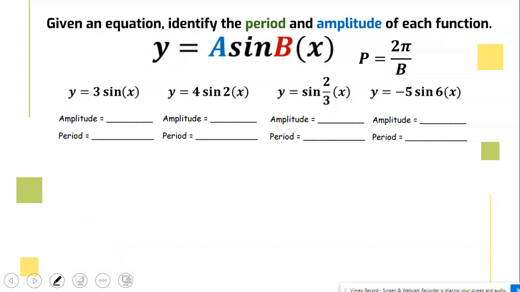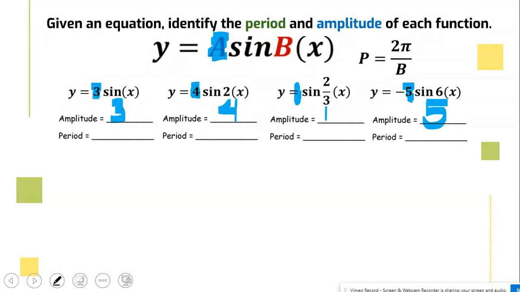A lot of times with these, you just look at the equation. We've got 3 in the A position, so the amplitude must be 3. Let's look at the next equation. A comes before sine, so our amplitude is 4. A comes before sine, there's nothing there, so we're going to say it's an invisible 1. And the last equation, A comes before sine, we're going to say it's 5.